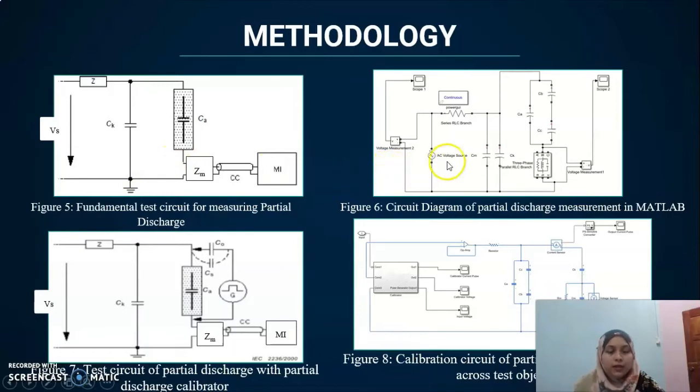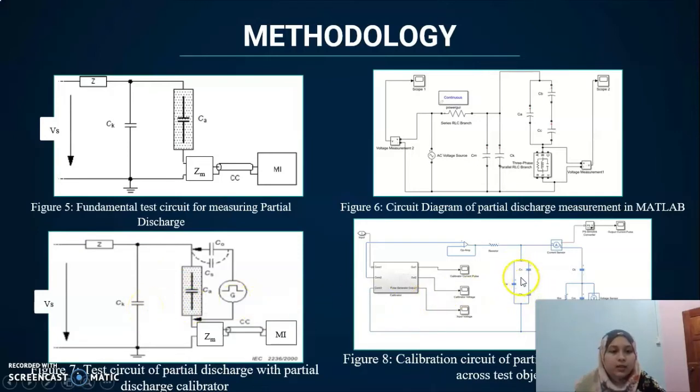This circuit consists of the AC source, filter unit, measuring capacitor, coupling capacitor, and CA, CB, and CC as the test object. This is the detector circuit, and this is the measuring instrument. This is the figure of the test circuit of partial discharge with a partial discharge calibrator, and this is the figure of the calibration circuit of partial discharge that is connected across a test object. This figure is also developed according to this fundamental test circuit.